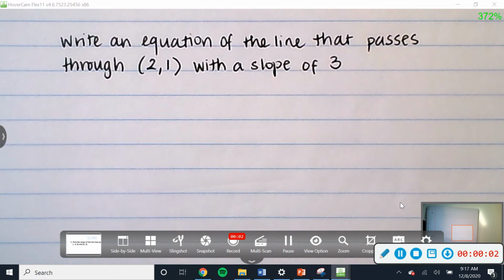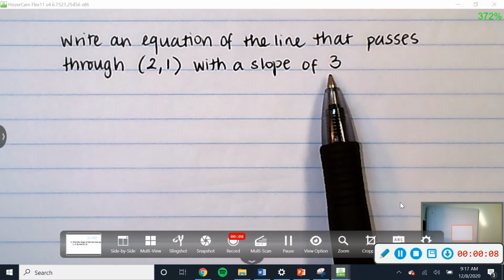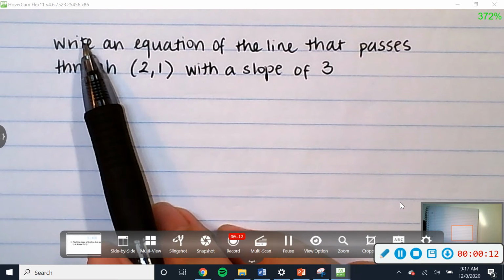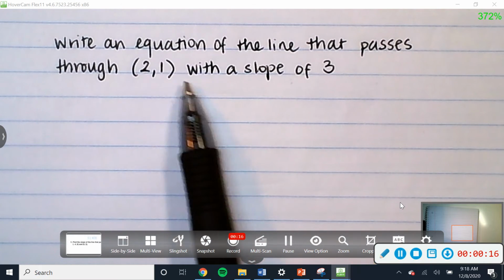Today we're going to be looking at how to write equations when you're given a point and slope. So the first thing that we have to do, we read the problem: write an equation of the line that passes through (2, 1) and has a slope of 3.